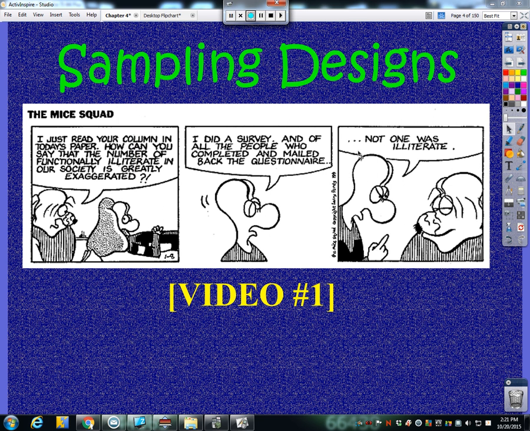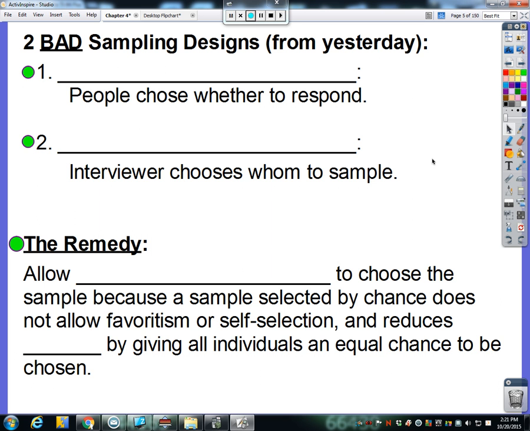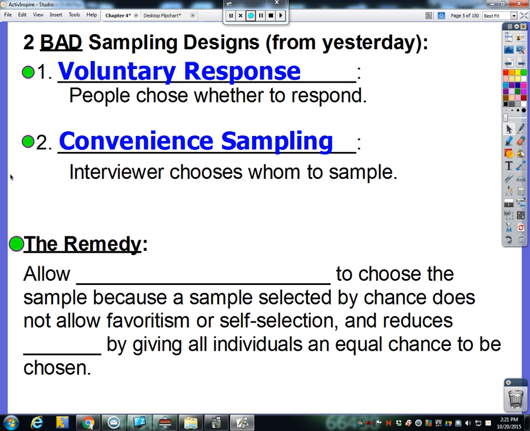Video 1 of our Chapter 4, we will be discussing different types of sampling designs and how we can sample from our population. So two bad sampling designs that we've already referred to that you guys read about. Number one was a voluntary response, where you just let people decide if they want to be a part of your sample or not, which can introduce an unknown amount of bias into your sample. And number two, a convenience sample is whenever you just kind of choose whoever you want to be in there. Again, this will introduce a lot of bias to your sample.